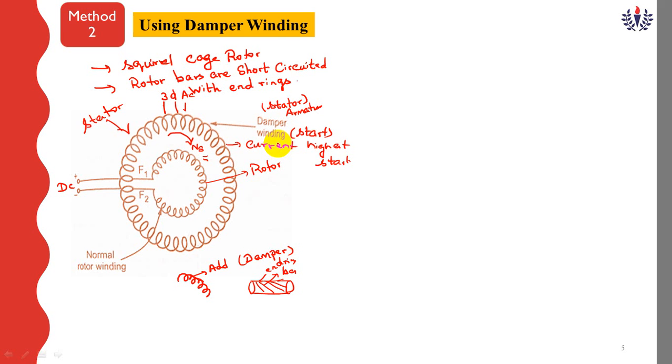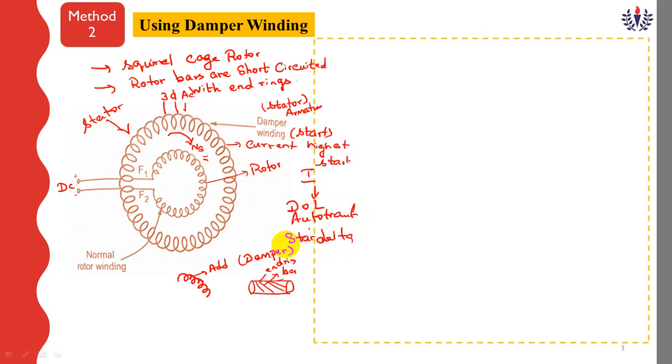Another drawback here is that by using the damper winding, the starting current will be very high. To limit this starting current, we use the DOL starter, direct online starter, auto transformer starter, or star delta starter. Any doubts?